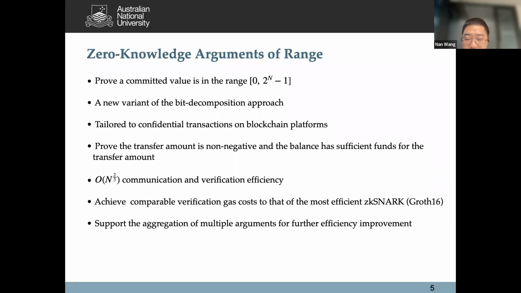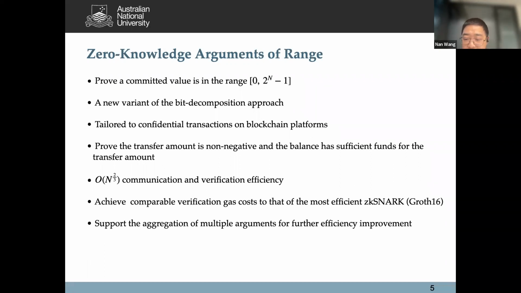Our range argument is tailored to confidential transactions on blockchain platforms. By default, blockchain does not provide privacy, and confidential transactions can protect privacy by hiding transaction and balance values in encrypted forms, such as commitment schemes. So zero-knowledge range proofs are necessary to prevent malicious parties from creating values out of thin air on blockchain platforms.